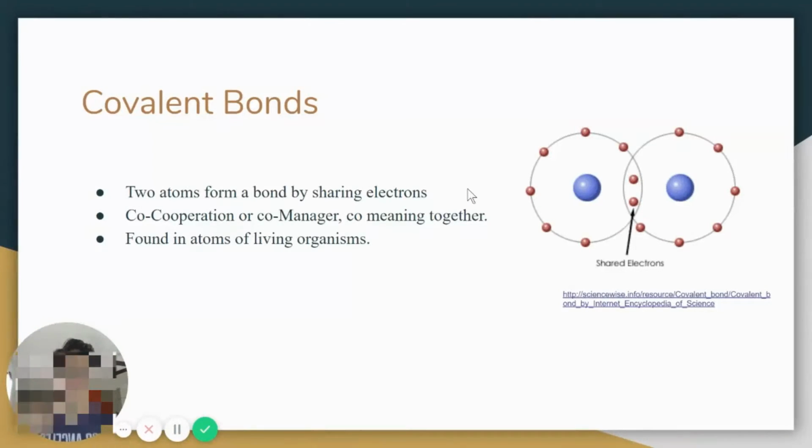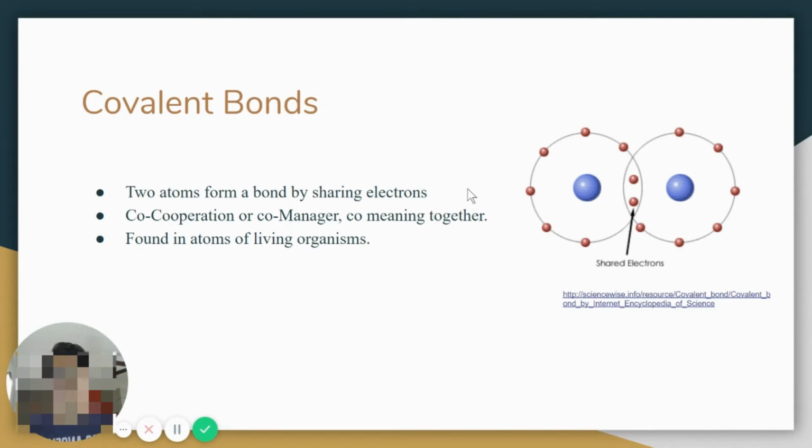The other type of bond that I wanted to get into was covalent bonds. This is when two atoms form a bond by sharing electrons. The way I remember that is the co. Covalent is cooperative, or think of a co-manager, co meaning together.